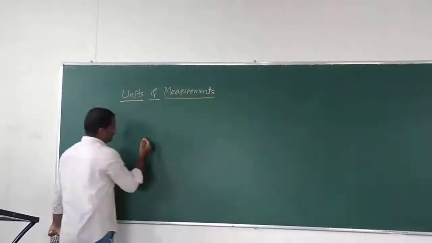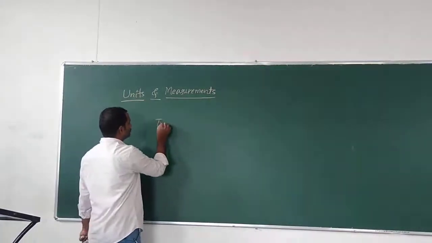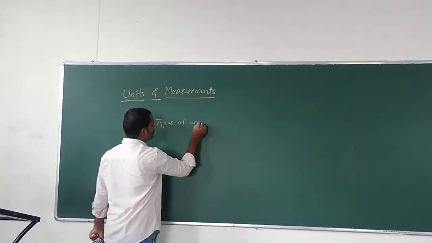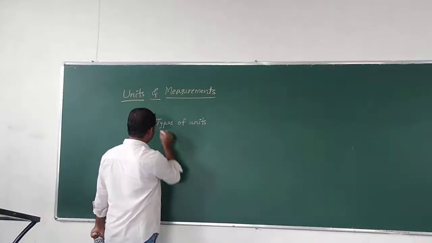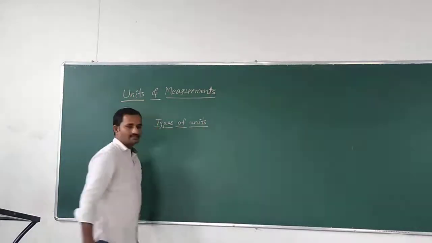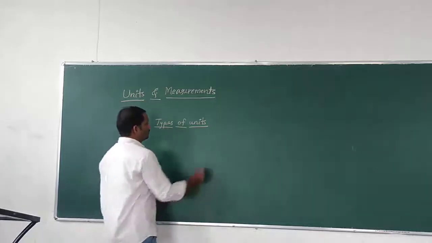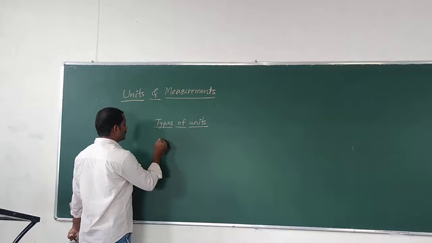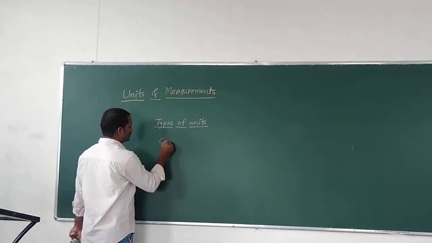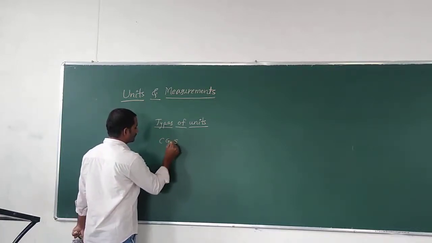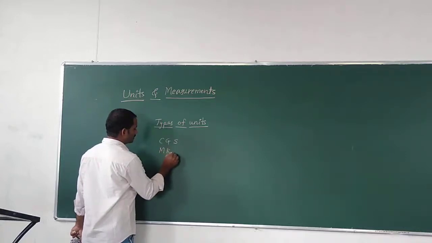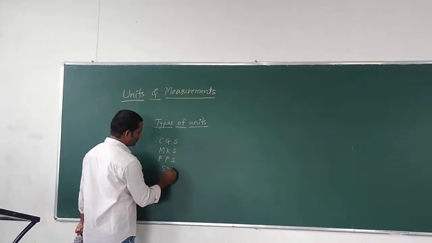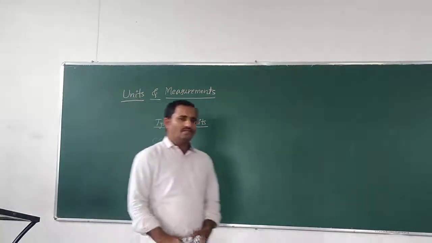Types of units. Before 1971, various types of units were there. तर कुठले कुठले आहेत बघा? CGS, MKS, FPS आणि SI सिस्टम. तर व्हॉट इज CGS युनिट?